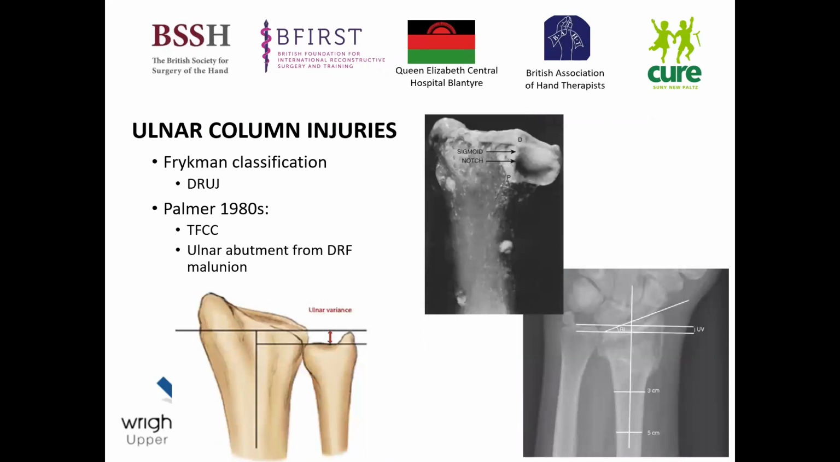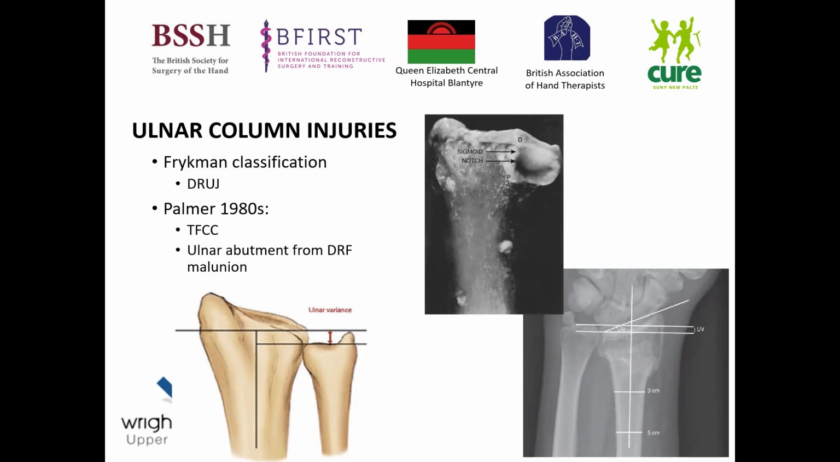So ulnar column injuries are important injuries to recognise. They've been well known about for a long period of time. We know the distal radial ulnar joint articulation is between the ulnar head and the sigmoid notch. We know the sigmoid notch is a shallow concavity found along the ulnar border of the distal radius. It's most stable in supination according to the literature.